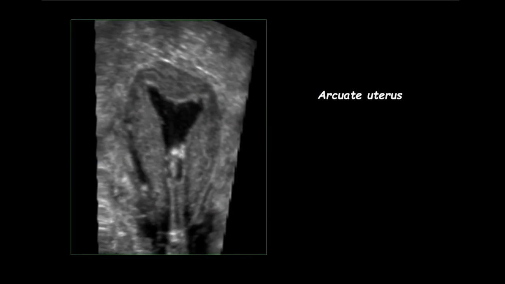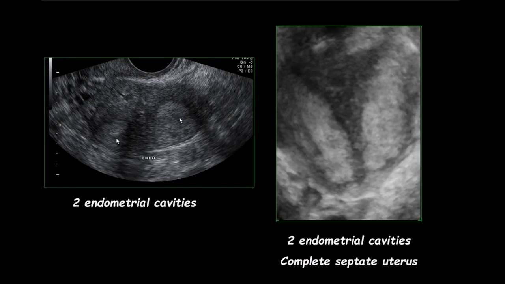This is a three-dimensional ultrasound image from a saline study demonstrating a fundal cleft measuring less than 1 centimeter, a convex uterine contour on this coronal image, consistent with an arcuate uterus. This was a patient who presented with a history of recurrent fetal loss. The 2D ultrasound image on the left-hand side demonstrates 2 endometrial cavities. The 3D image on the right-hand side demonstrates a convex fundal contour with complete separation of the 2 endometrial cavities, consistent with a complete septate uterus.